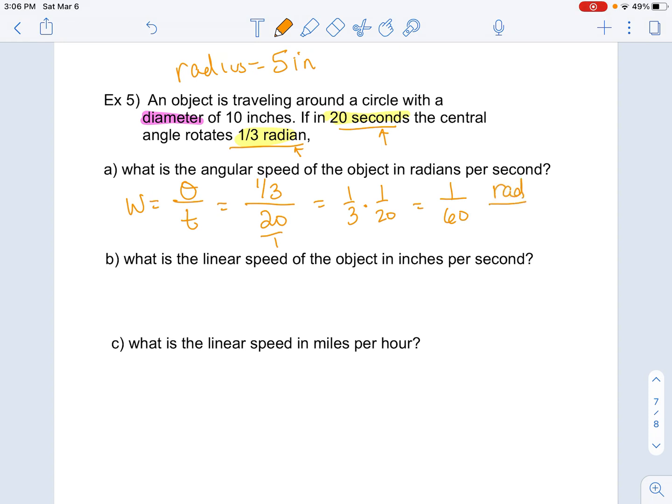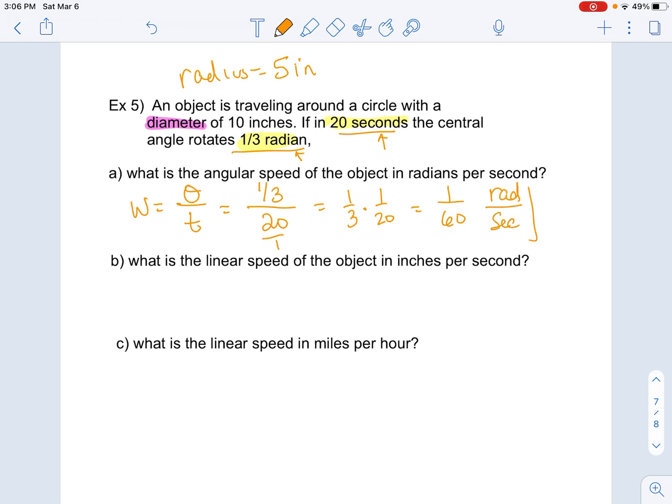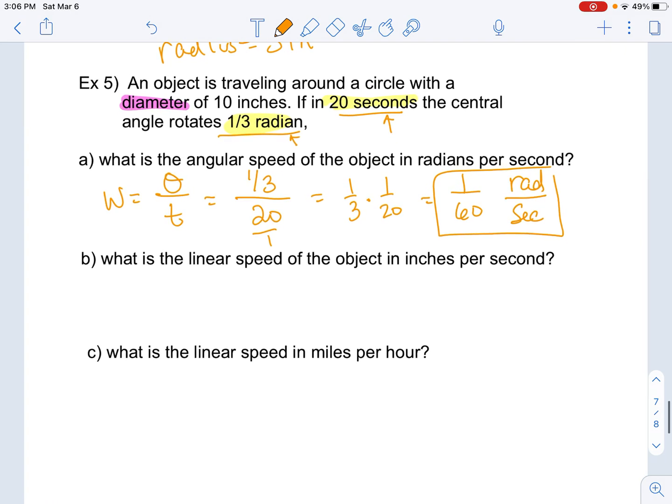And again, my angle has to be in radians, and our time this time was in seconds. So there's my angular speed. Okay, next one says find the linear speed, and it says in inches per second. The last one did say radians per second, which is what we had. All right, so linear speed is V equals R times omega, or V equals R times the angular speed.